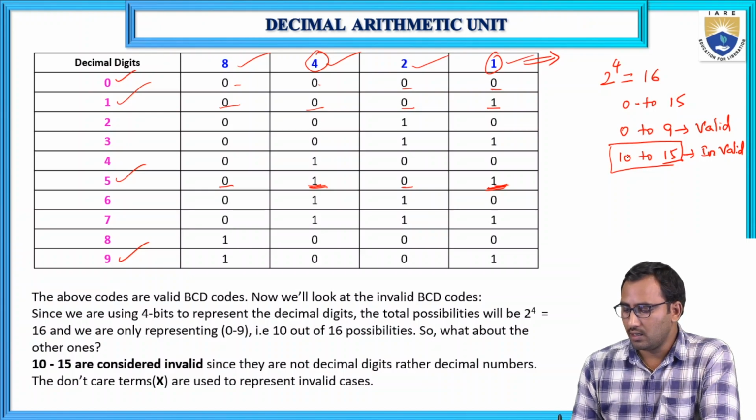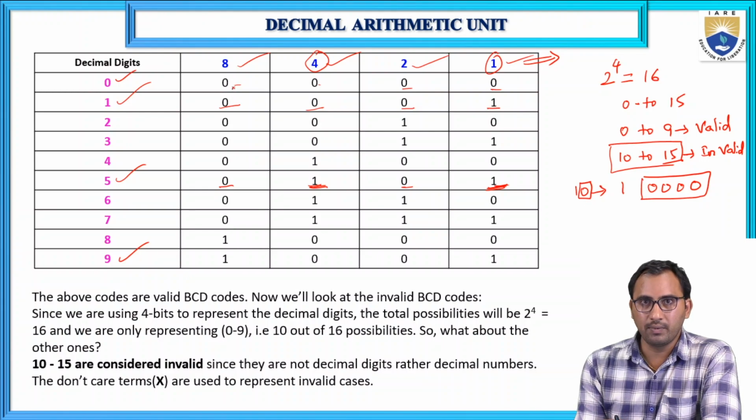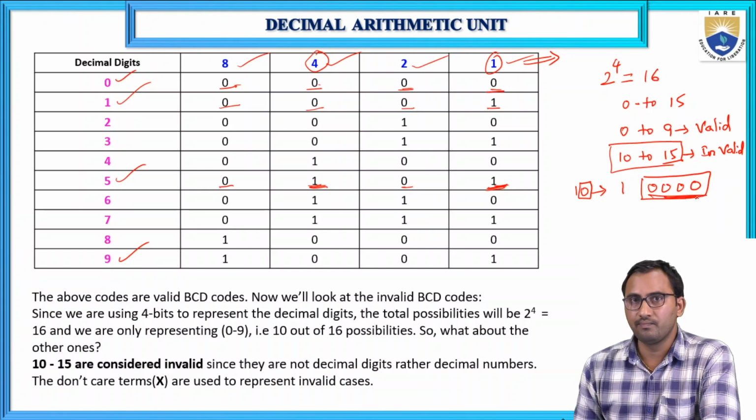Because 10 we cannot represent directly. In BCD form, how will we write 10? 1 0, where the 0 is represented in a 4-bit binary number. So how can we represent 0? The corresponding 4-bit binary number is 0 0 0 0. Similarly 1, how can 1 be represented? 0 0 0 1. In this way we can represent the BCD number.